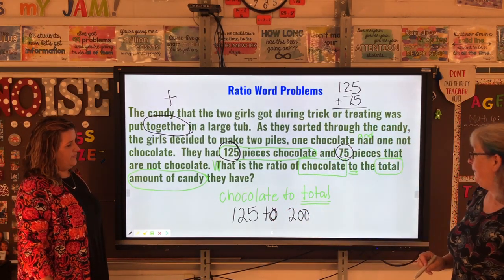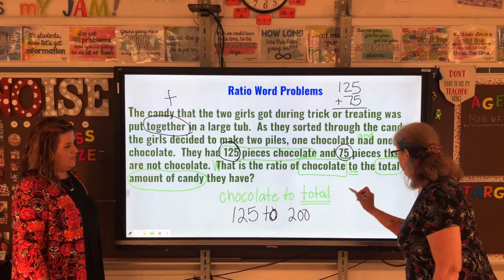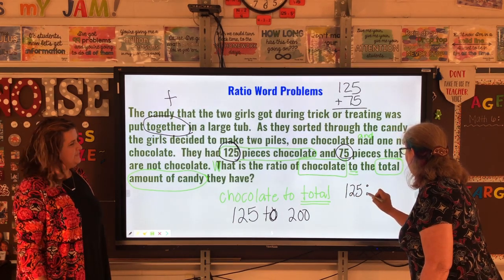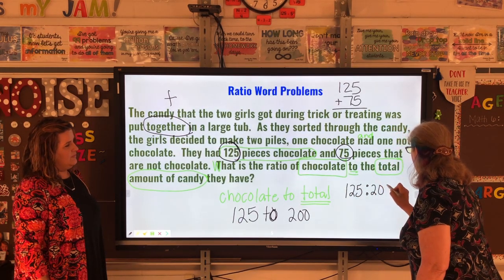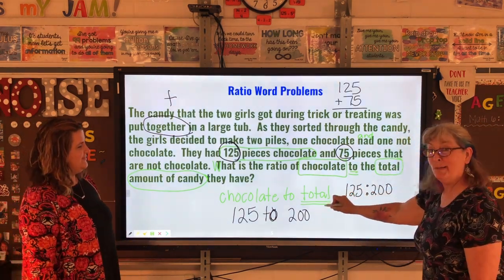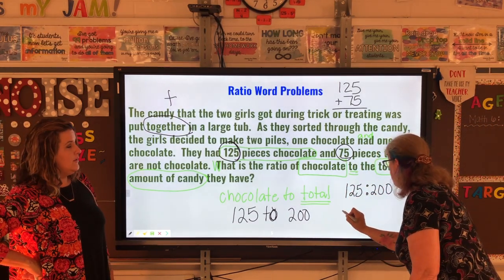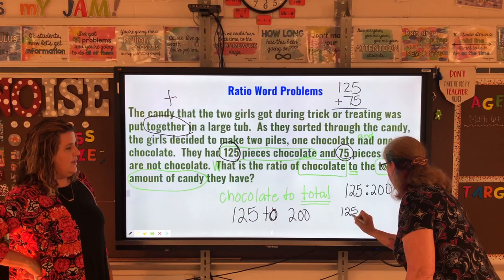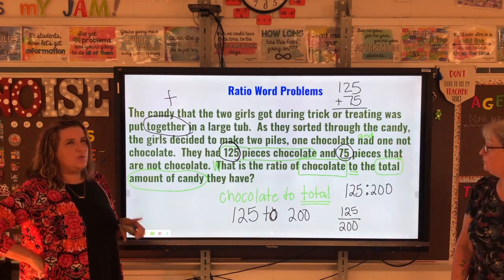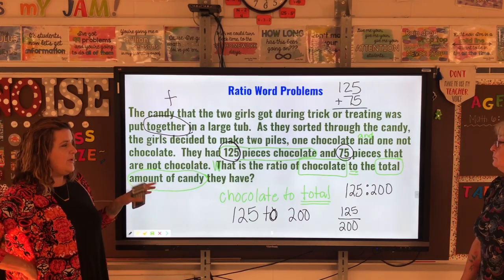Okay, 125 to 200, and I can write it with words. I can write it with the colon. I could actually do some reducing, but we're not going to at this point in time. And this is a total, so that's a part to whole. So I'm going to write it a third way as a fraction. If this was like a choose all equivalent, then we could simplify that fraction, we could expand it, we could do all of that stuff.